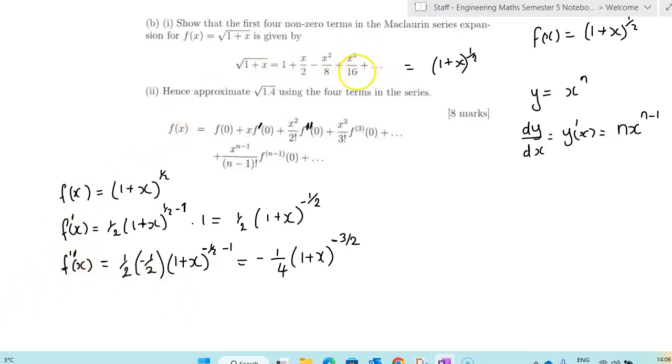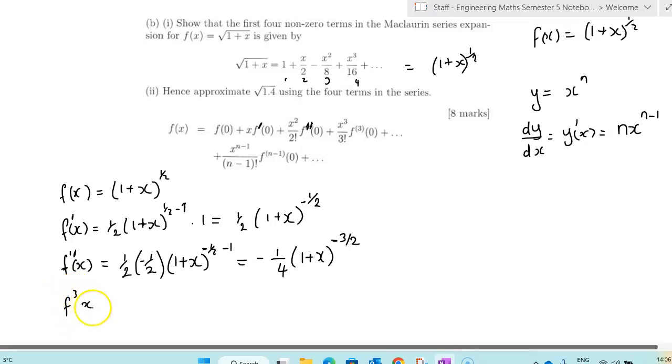Now if you look at the question, this is the 4th term here. We have the 1st term, the 2nd term, the 3rd term, and the 4th term contains x cubed. So this from the formula is the x cubed, and it's the 3rd derivative. So we just have to differentiate this function one more time, and that's as far as we need to go for this question. So I'll do f triple dash x for the 3rd derivative.